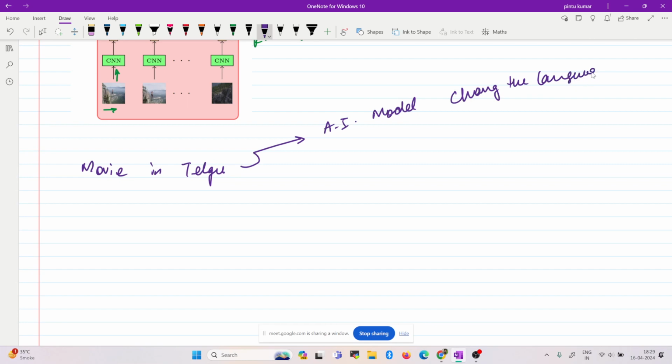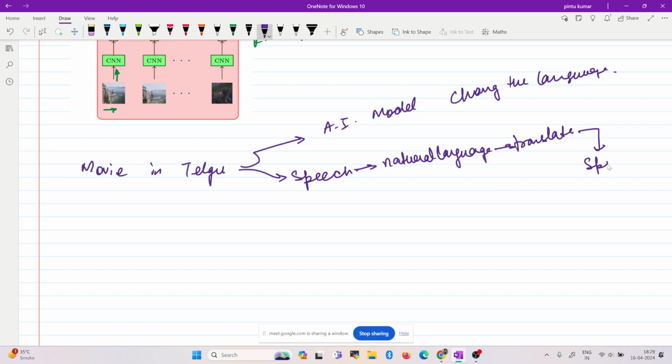So what would be the task that you will have? First of all, your input would be speech. From that speech you need to extract the natural language, then you have to translate it, then again convert it back to speech. So this is the task that you have.